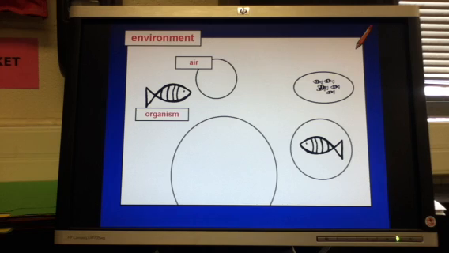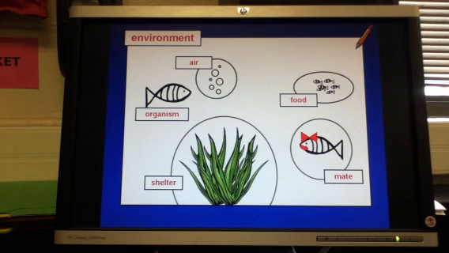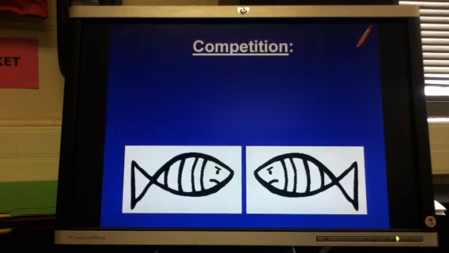All right, the organism needs air. We know that we either breathe oxygen or exhale carbon dioxide. It's going to need food in order to get the nutrients it needs to survive. It wants to find a mate so that it can produce more of its kind. Woohoo! And the shelter, he needs a home to live in. All right, so these are the resources that organisms need.